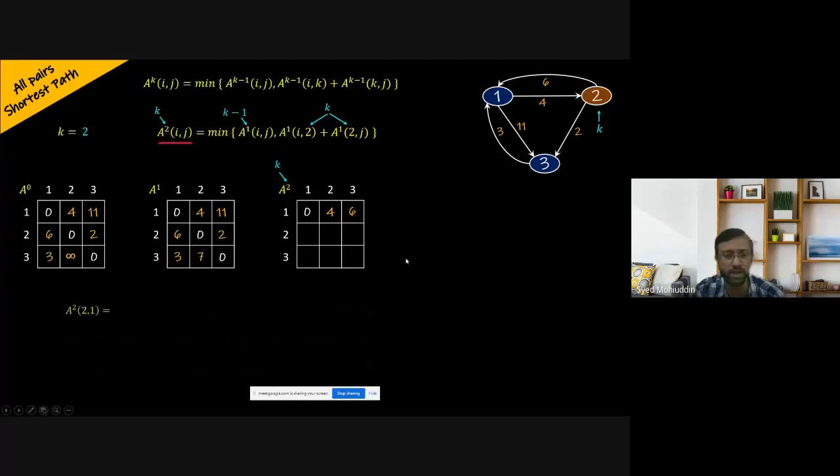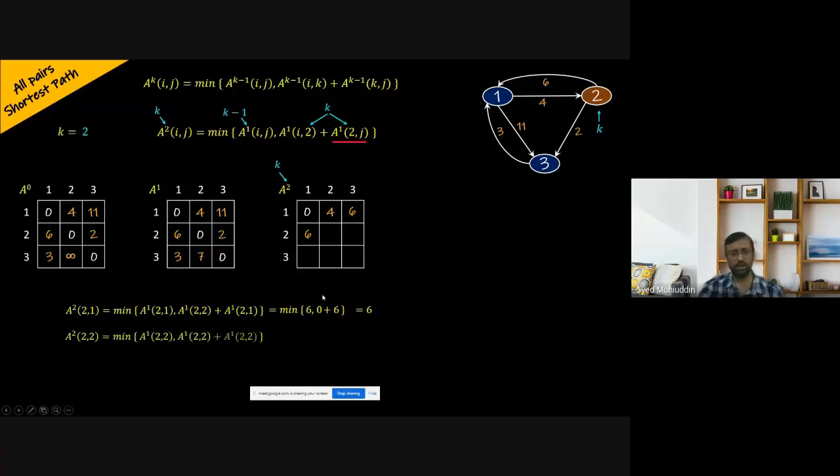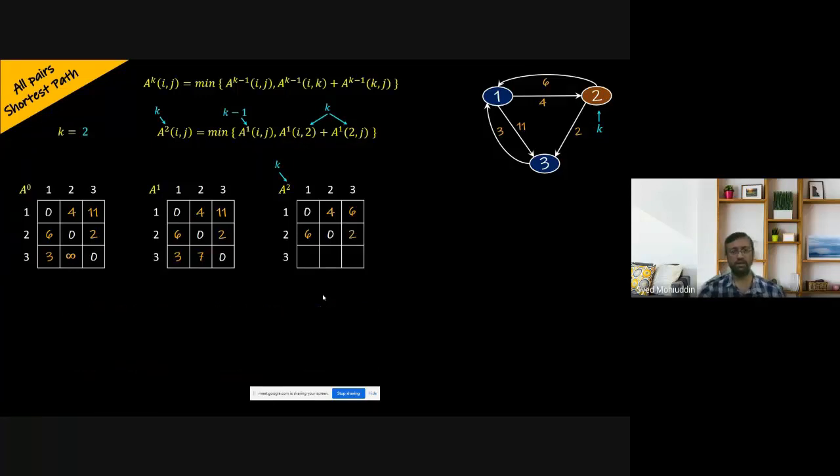Now we have to compute the second row. So i will be 2, and j will be 1, then 2, then 3. This is how we perform the computation. There is no change in this value. Obviously there will not be any change in going from 2 to 2, because it will always be 0. Whenever i is equal to j, the value will always be 0, because we do not consider self loops. In whatever matrix you take, when i is equal to j, it will always be 0.